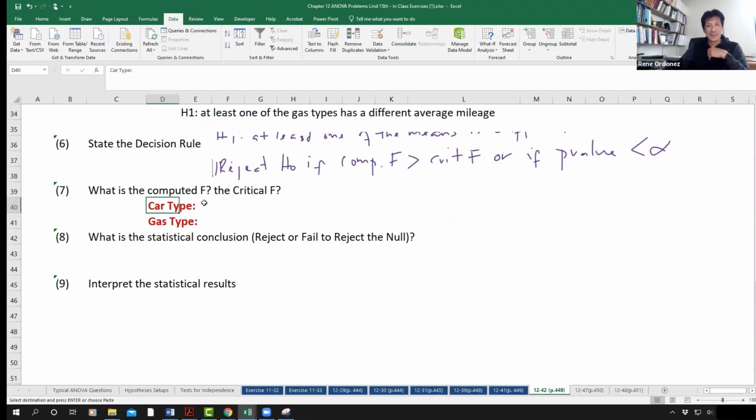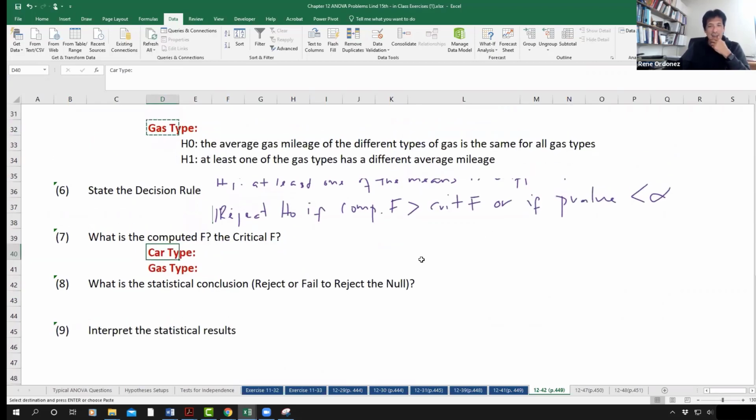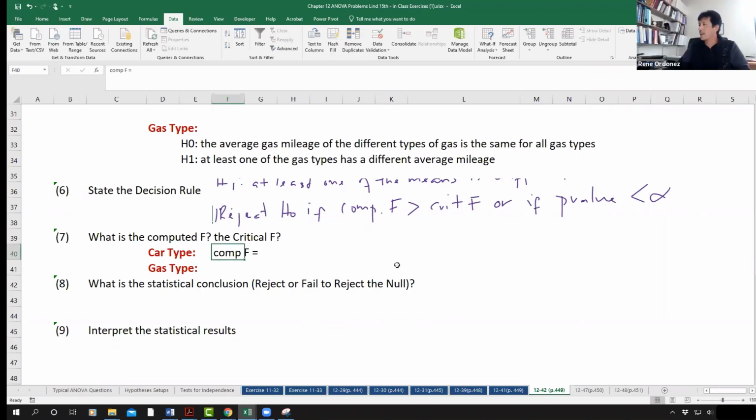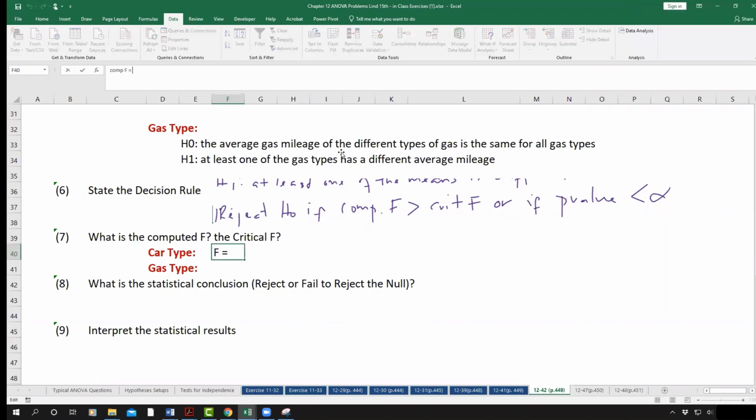Now, who ran this? I said we will run this using the data analysis. So does anybody have the computed F for the car type? We'll compare this with the output that we will produce using the data analysis. Shoshana, did you do this? I didn't quite get to that part yet. Okay. Who got to this part? Can you show us how to do it in there without the template? Yeah, I will. But I just want to see if anybody has at least attempted.